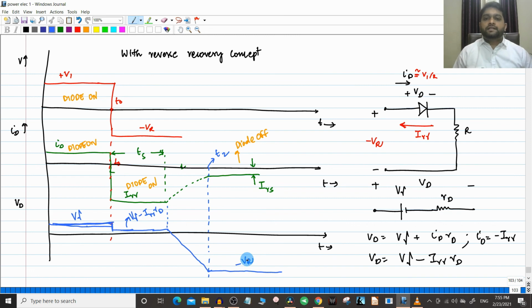Now this is an idealized concept actually. The deviation from a practical diode, even in this case, is that the current has suddenly dropped to minus IRR. From ID, when you are applying reverse voltage, it has suddenly gone to minus IRR. But actually in a practical diode, this will gradually happen because of a phenomenon called parasitic inductance. This movement from ID to minus IRR will gradually happen. That we will see in the next video.